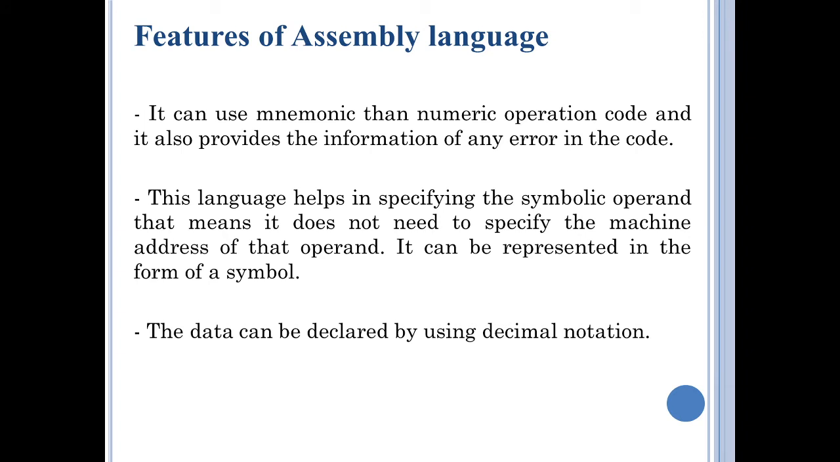Features of assembly language. It can use mnemonics rather than numeric operation codes, and it also provides information about any error in the code. This language helps in specifying symbolic operands. That means it does not need to specify the machine address of that operand; it can be represented in the form of a symbol. The data can be declared by using decimal notation in assembly language.